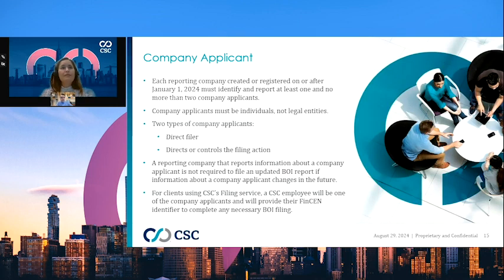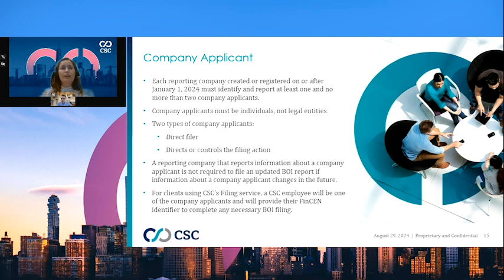So for companies created or registered on or after 1/1/24, there must be at least one, but no more than two company applicants. The company applicants must be individuals, not legal entities or organizations. There are two types of company applicants. First, the individual who directly files the document that creates or registers the company. And two, if more than one person is involved in the filing, the individual who is primarily responsible for directing or controlling the filing.